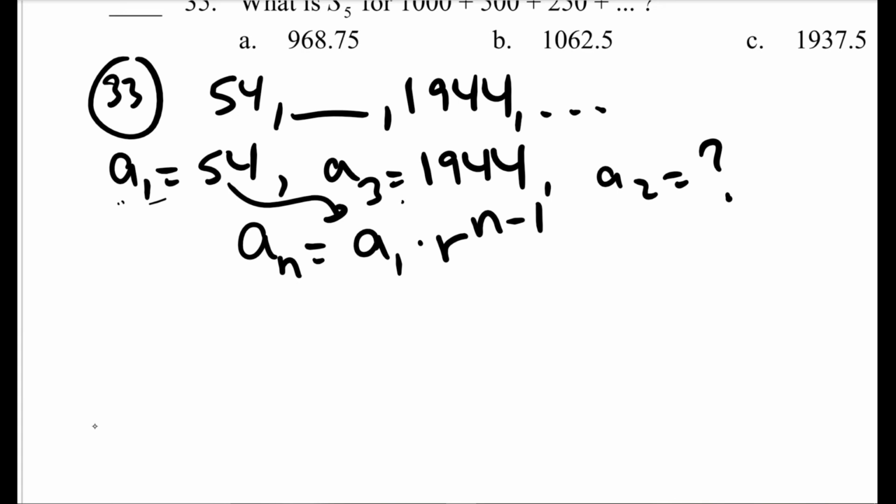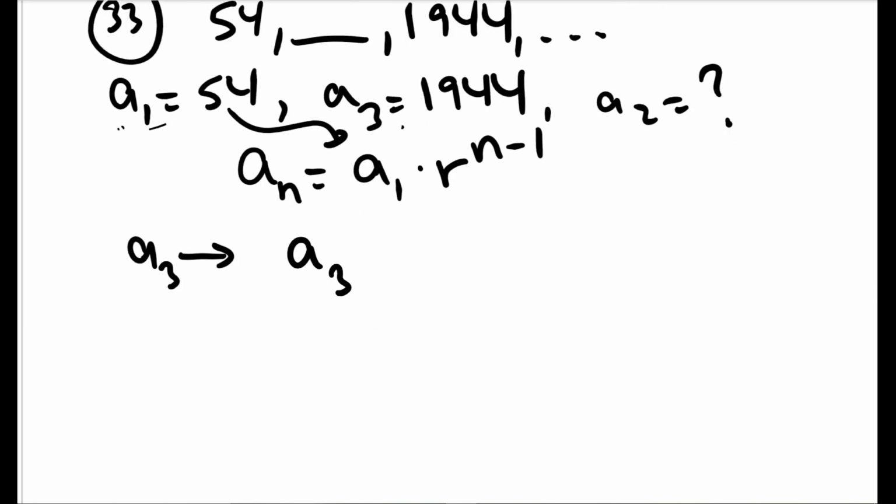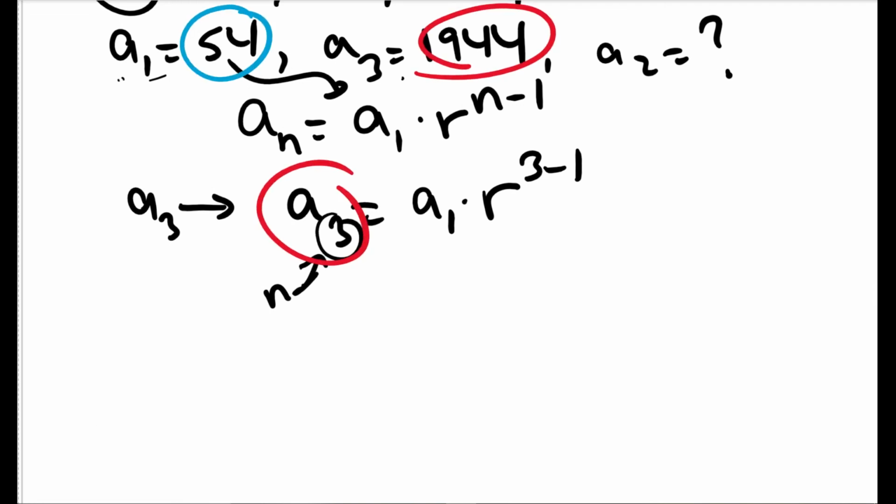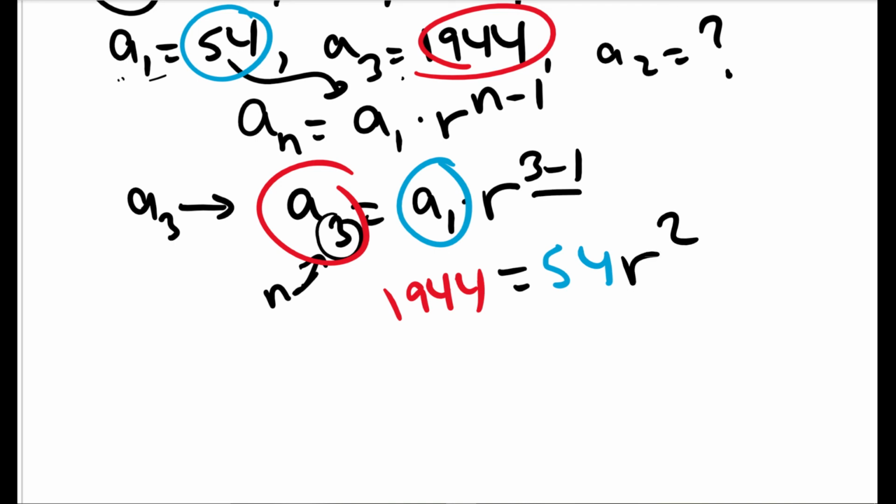Now, they give us a3, so let's plug in for a3, not a1. So we get a3 equals a1 r to the, in this case, my n is 3. Okay, that's my n. So I get 3 minus 1 power. Now we know what a3 is, so we're going to plug that in here, and we know what a1 is, so I'm going to plug that in there. So in that case, I get 1944 equals 54 r to the second power.